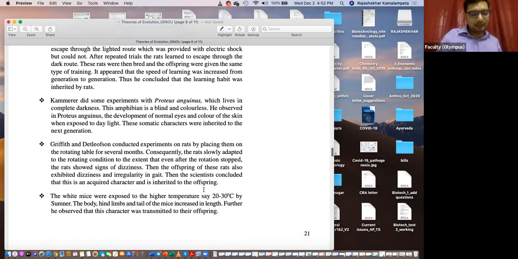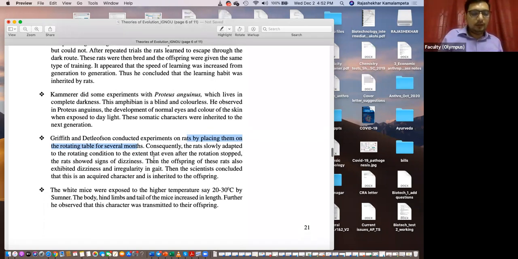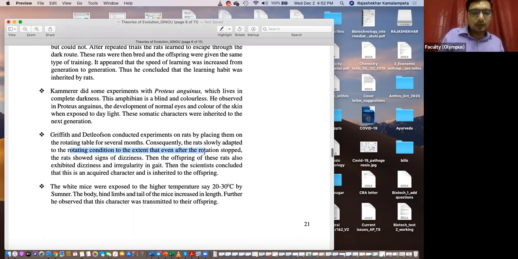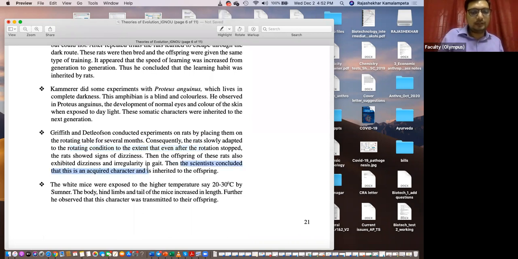So for example, they did an experiment like this, the Griffiths experiment you see here. He took rats and placed them on a rotating table for several months. They kept rotating them for months, so they developed dizziness. They also started to adapt to the extent that even after rotation stopped, they continued to have dizziness. And they said that the offspring of these rats also exhibited dizziness, irregularly, so they concluded that an acquired character is inherited by the offspring.